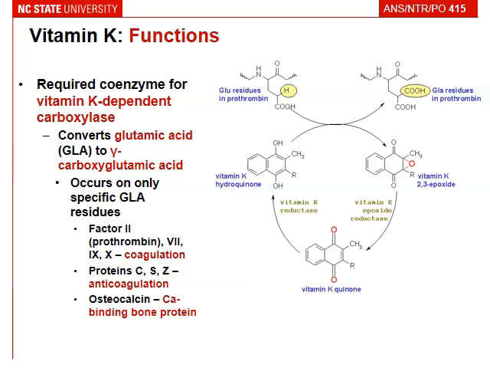And this actually also requires niacin in the form of NAD and riboflavin as FAD to help this reaction occur. And then we have our vitamin K is regenerated using vitamin K epoxide reductase and vitamin K reductase. And we'll talk about those more in a few minutes.